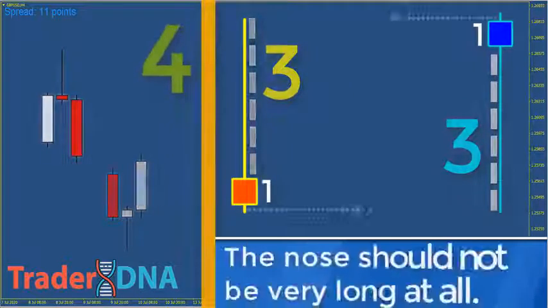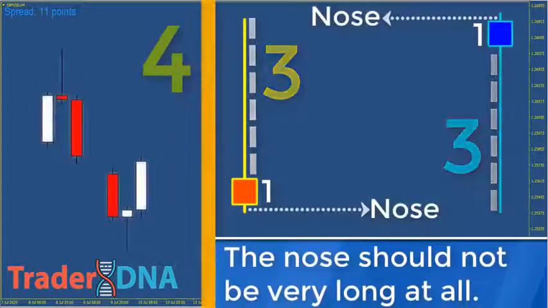Fourth, the nose should not be very long at all. If the nose is too long, the candlestick will form what is called a doji, which is a candlestick with a small body and equal length wicks on each side. A perfect pin bar will have a very long tail and a very small nose.